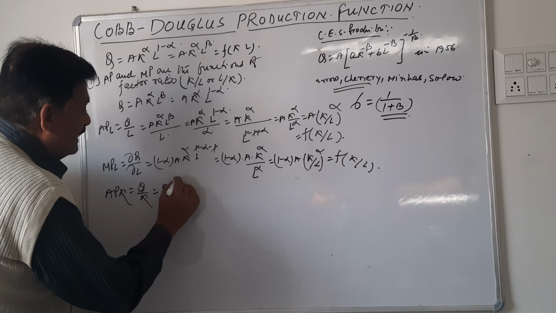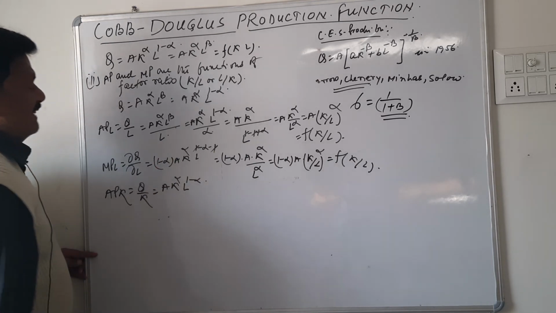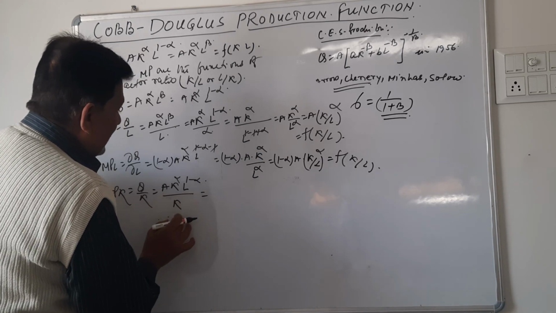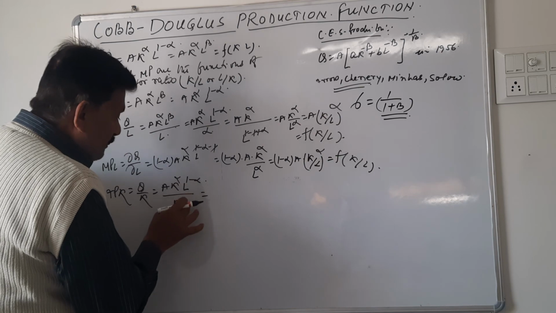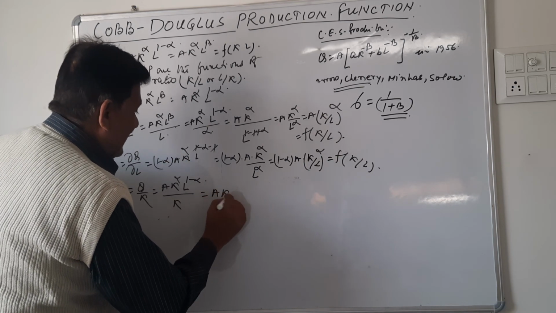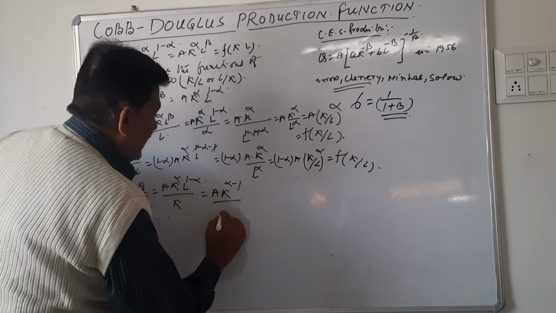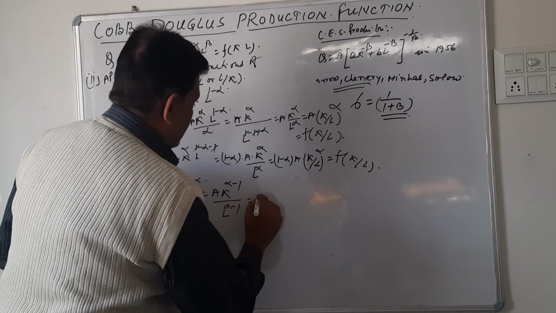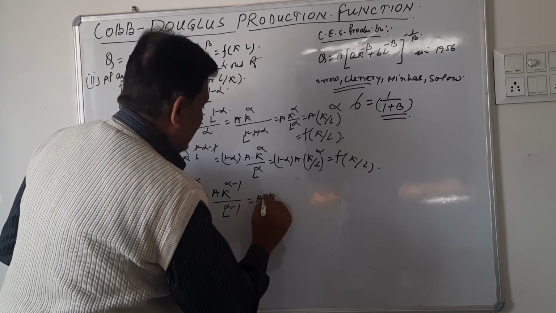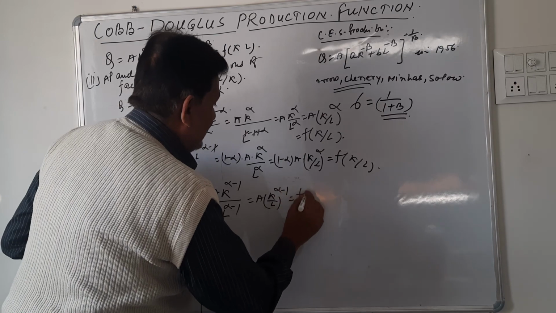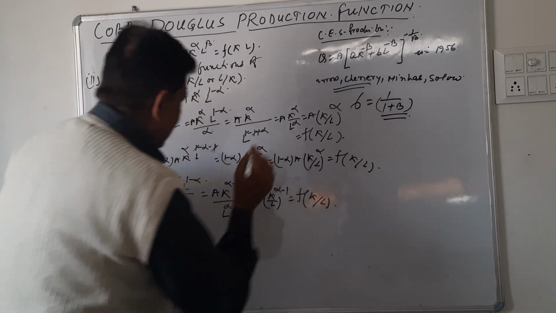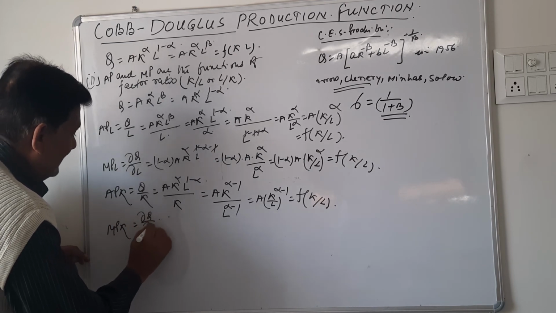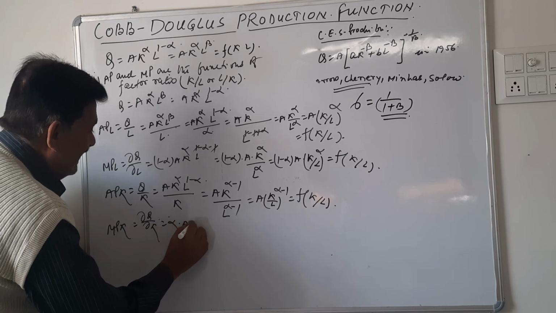Now the average product of capital, that is Q by K. So A k to the power alpha L to the power 1 minus alpha divided by K. K should be taken into the denominator, and L is being brought into the denominator. So what happens? A k to the power alpha minus 1 and L to the power alpha minus 1. So it could be written as A k by L raised to the power alpha minus 1, and hence it is a function of k by L.